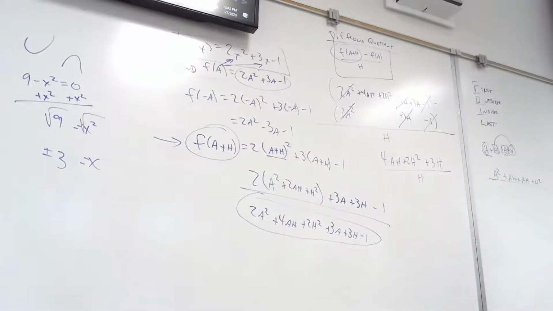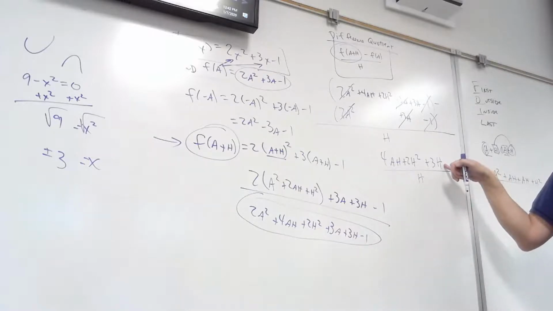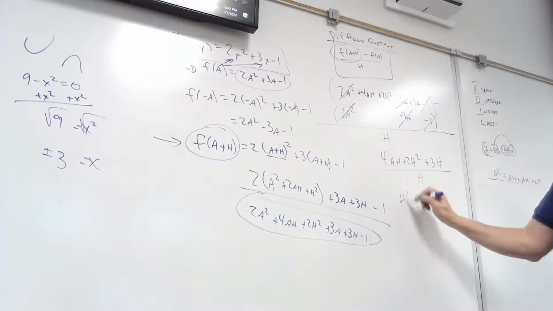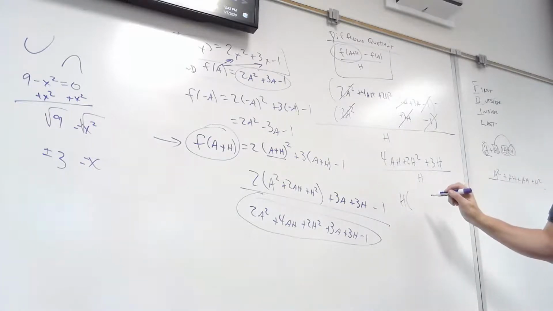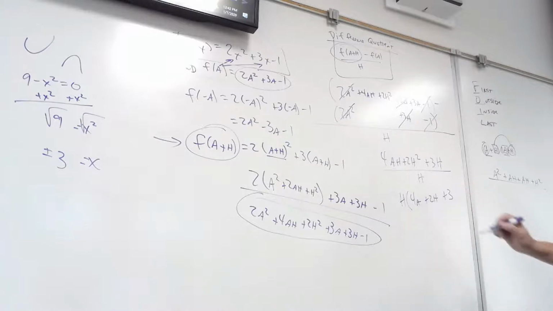Now, Javier, is there anything I can factor out of the numerator? I can factor H out of the numerator, and I'm left with 4A plus 2H plus 3, all divided by H. Now, if you do this right, you should always be able to cancel an H. And so I'm left with what?